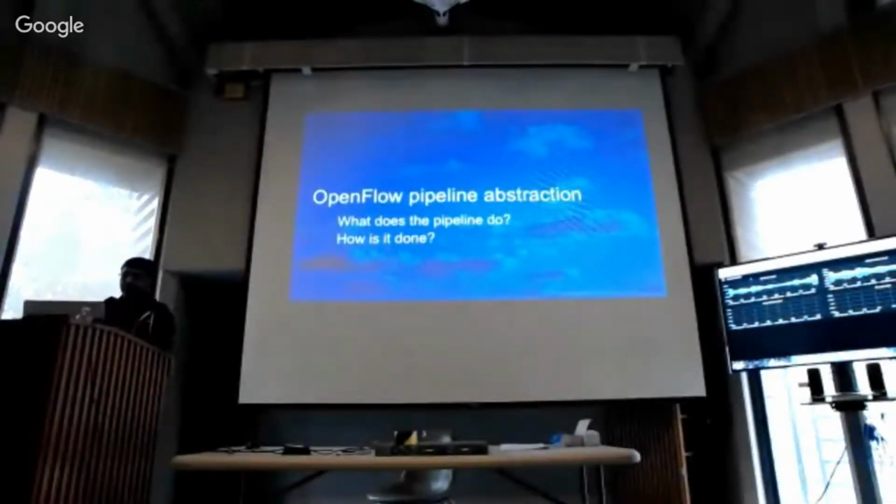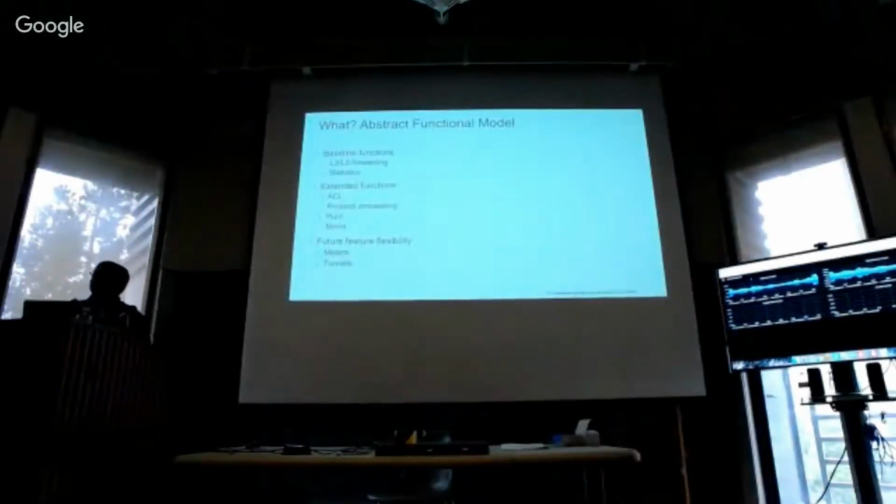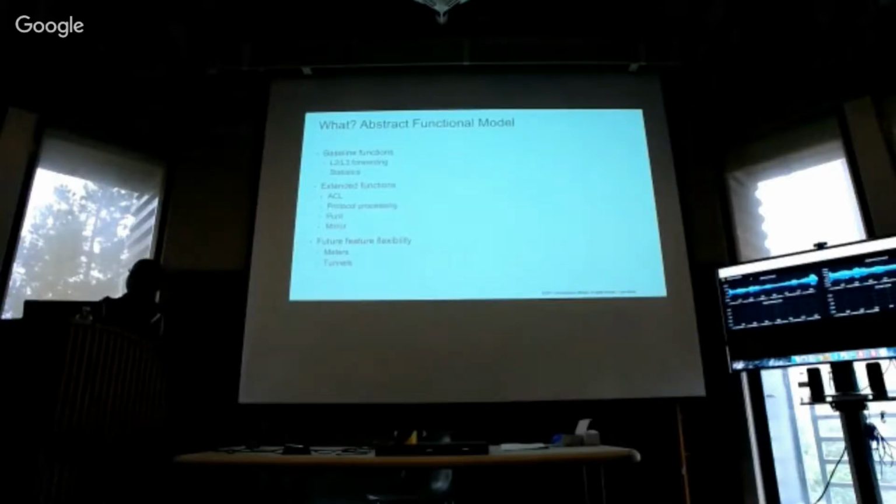So let's dive straight into the pipeline. First of all, let's look at a functional model, then we look at the implementation model. So what do we want to do? Baseline functions, Chris has been talking about these, which is a great lead-in talk. We want to do L2, L3 forwarding. We want pretty good statistics. There are certain additional functions which are still pretty core. You want ACLs. You want to handle some protocols, maybe not all. You always need to punt to controller or someone with more intelligence. Monitoring, you can mirror the traffic, etc. Maybe in the future you want to do meters and more tunnels. I know tunnels are not popular, and they feel it's not necessary in this paradigm, but you never know.